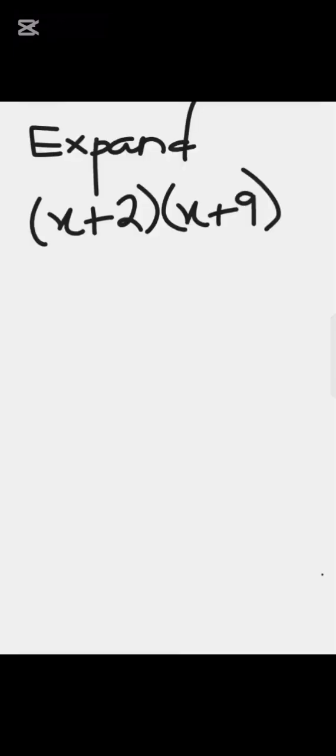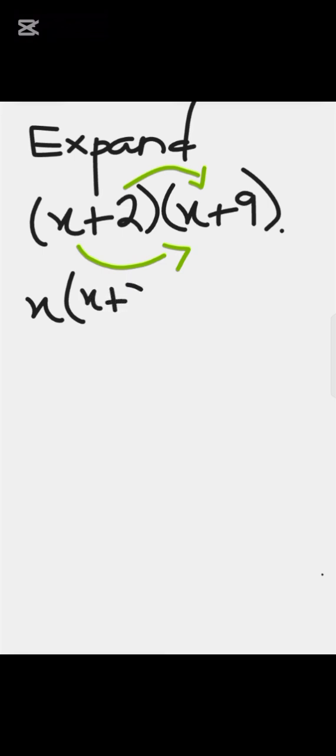Now with this particular example, we are going to begin by using the FOIL method, which means that our first term, which is the x, multiplies the whole of the first bracket and the 2 also does the same with the other bracket. So we're going to have x, then we bring our bracket, then this is going to multiply the whole of the second bracket, which is x plus 9. Then we bring our next term out, that is the positive 2 or plus 2, that comes out. Then we also multiply this with the whole of the next bracket we have outside, which is also x plus 9.